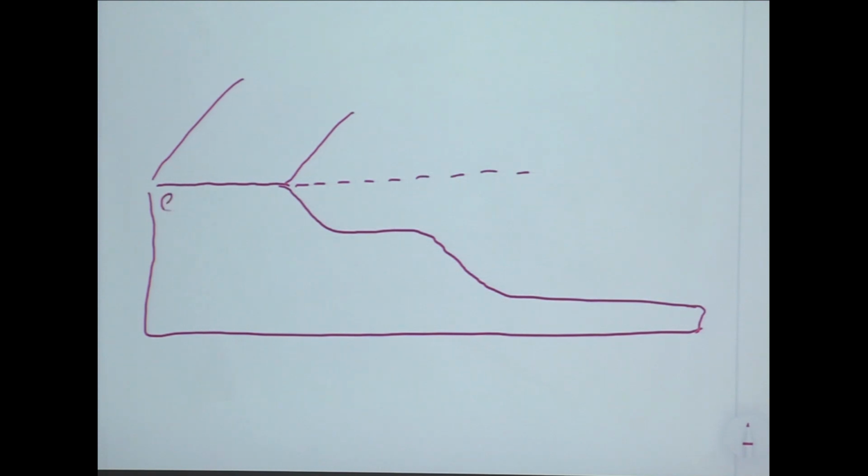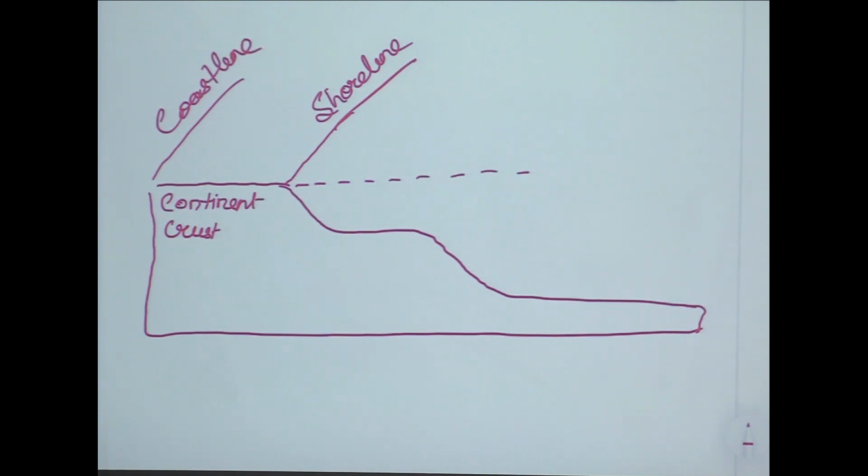Labeling them, this is called continental crust. This is called shoreline. This is called coastline. I have already said this is mean sea level. Mean sea level is identified to be the mean between the high and low tidal level. From the mean sea level, the depth of ocean floor is approximately 4,000 meters.